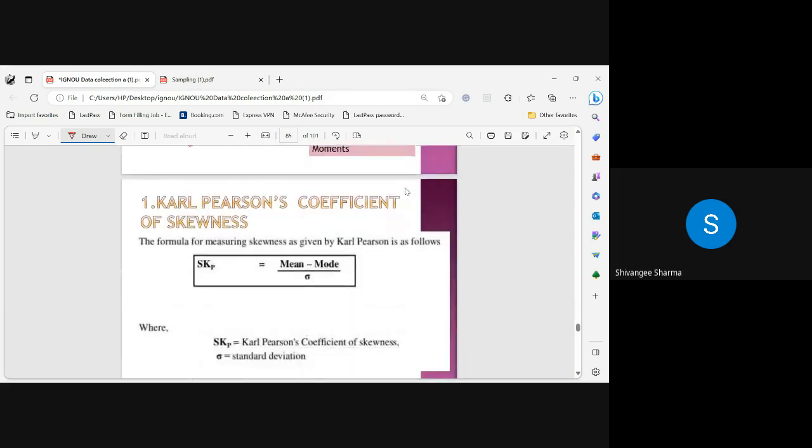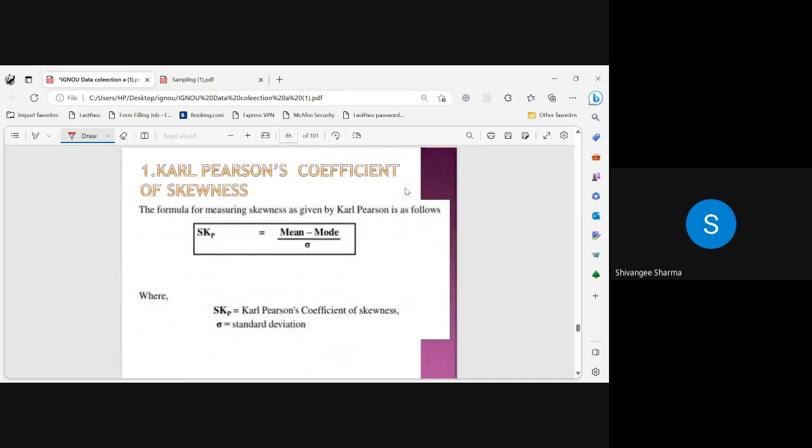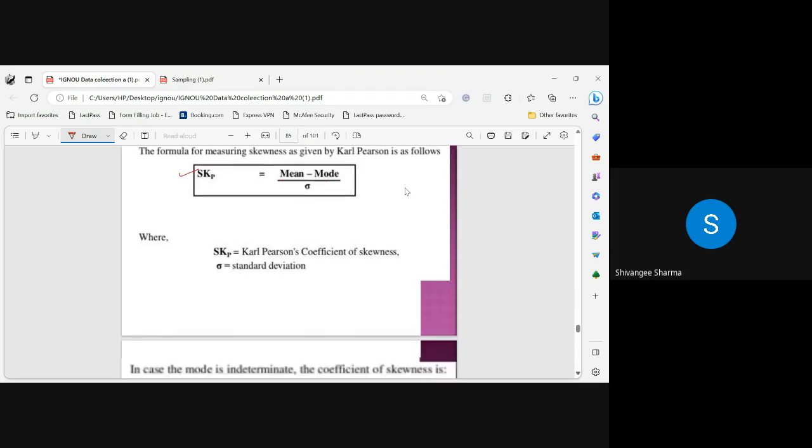So let's see the formula for Karl Pearson's coefficient. It is simply based on mean and mode, and we all know how to calculate mean, mode, and standard deviation. So with this you can calculate, this is SKP representing skewness by Karl Pearson. Karl Pearson's coefficient of skewness is mean minus mode divided by the standard deviation.